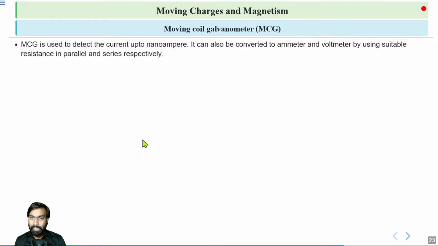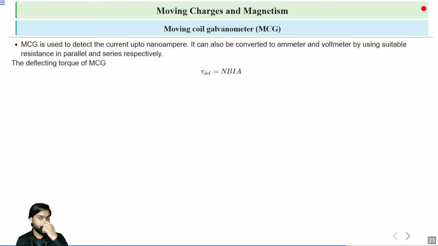The moving coil galvanometer is an instrument that detects very small currents, even as tiny as nanoamperes. It can also be adapted to measure larger currents and voltages by adding appropriate resistances in parallel to make an ammeter or in series to make a voltmeter.